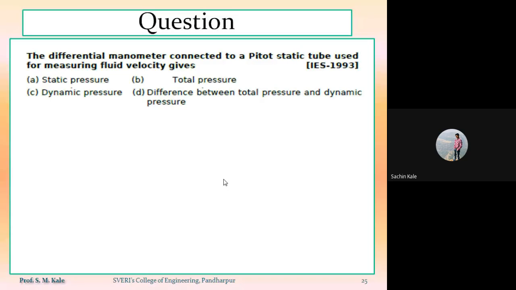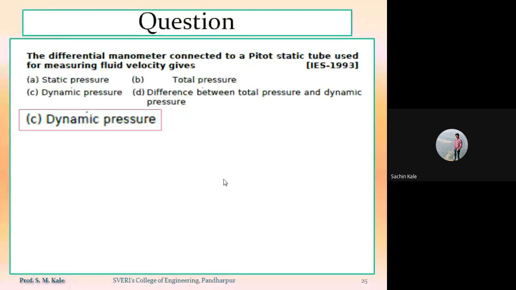What is the correct answer? If you see the derivation of the pitot tube, we have covered that derivation in class. You will easily get the answer to this question. Most of the students have given the answer as D, which is the wrong answer. The correct answer is option C, the dynamic pressure.